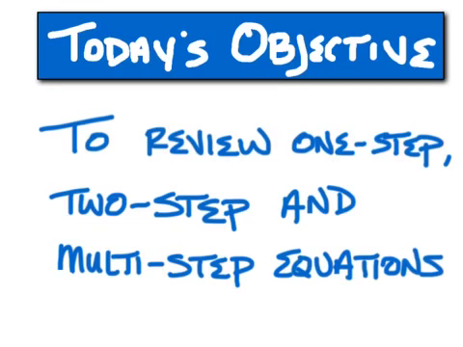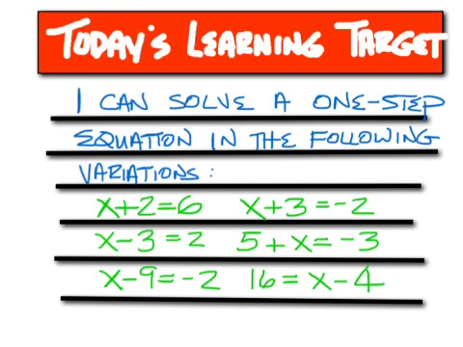Today's objective is to review one-step, two-step, and multi-step equations. You should have had these in junior high. Today I can solve a one-step equation in the following variations. You will have an x on the left with differing signs. You could have an x on the right with just a number on the left. All of these variations will be covered today.